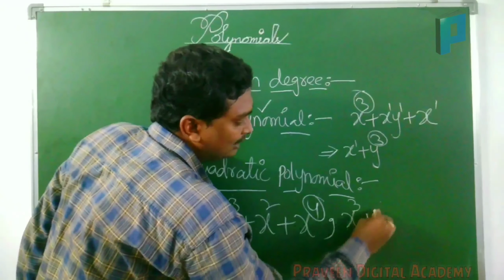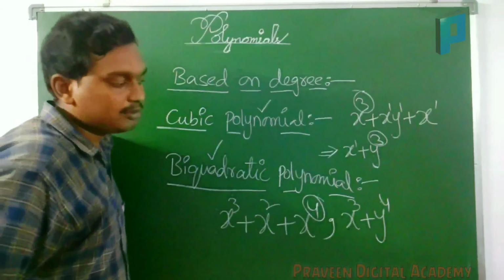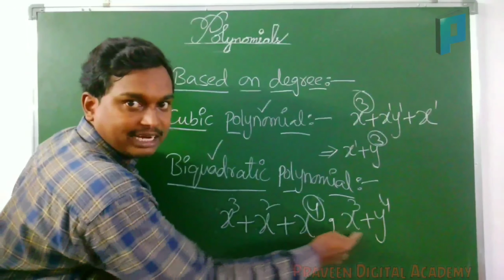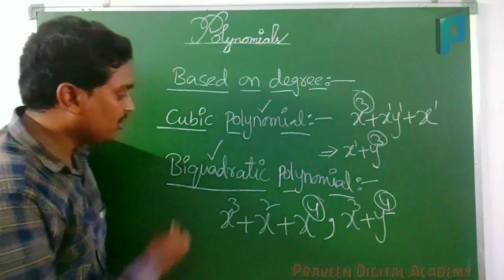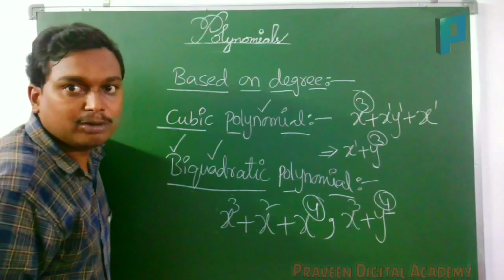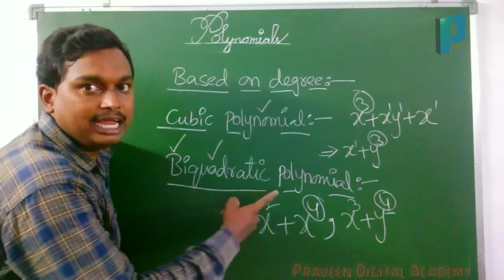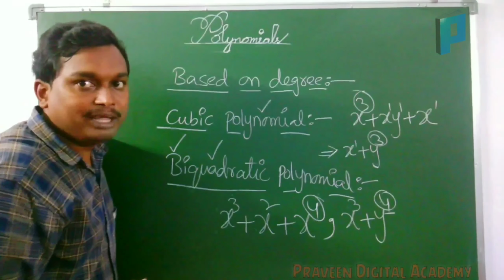I will give you one more example here. x cube plus y power 4 is there. What is the highest power here? 3 is there, here 4 is there. If the highest power is 4, then such kind of polynomial is called a biquadratic polynomial.